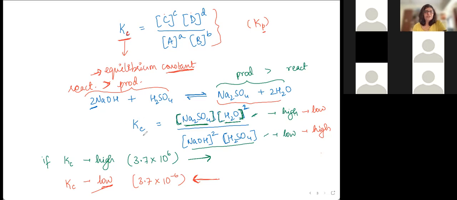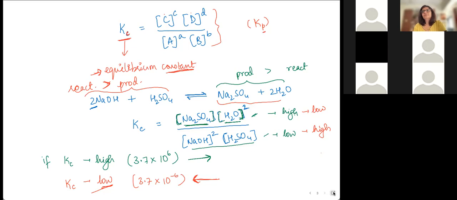So if you know the equilibrium constant and you take a certain concentration of the reactants, then you can predict how much concentration of products you are going to get by the time equilibrium sets in. So that's one use application.